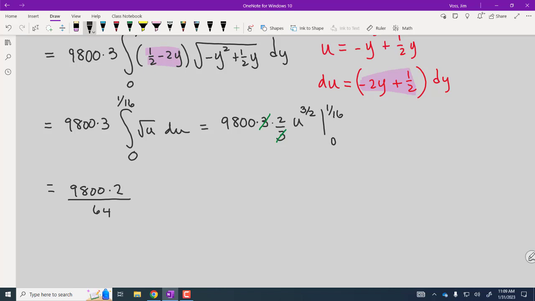So we're going to have that. And we can simplify that. That's pretty reasonable. So 9,800 divided by 32. That's going to give, and let's see if I want to change that to a fraction. That's going to be 1,225 over 4 joules.